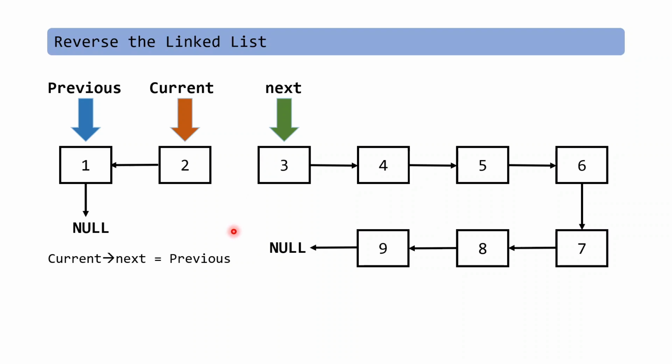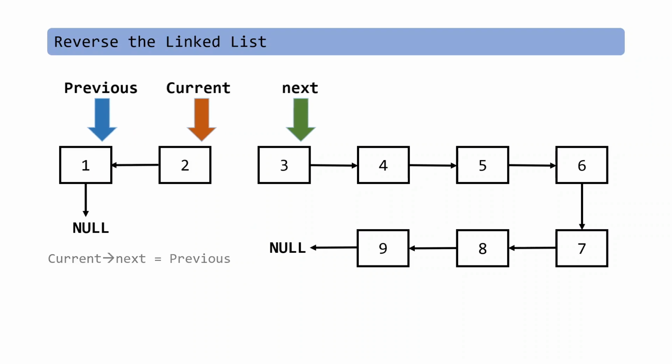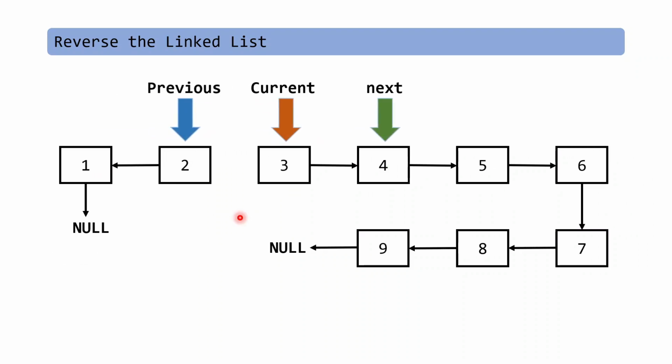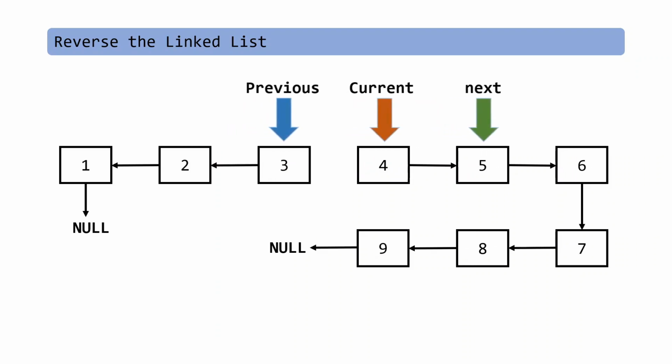And then I simply iterate all the 3 pointers to the next nodes of them, like this. Now our current pointer is at the third node and the previous pointer is at the second node, which is our earlier current position, and here is our next pointer. And I will simply do the same thing, current arrow next equals previous, which will remove this link and create it from 3 to 2, like this, and simply reiterate the pointers to the next nodes.